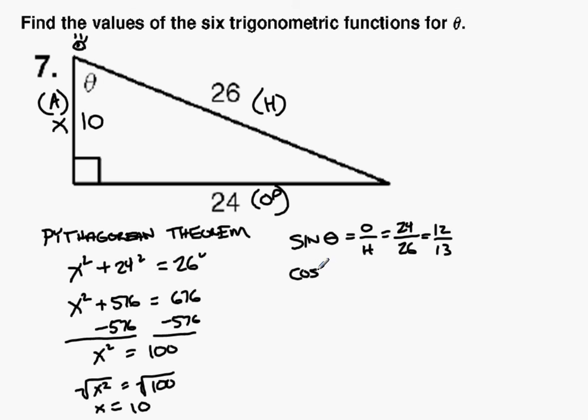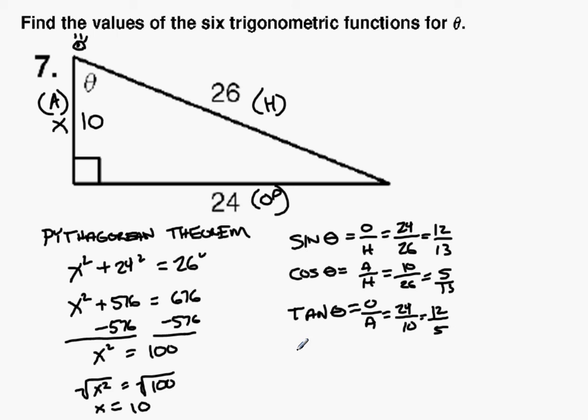We have cosine of the angle, which is adjacent over hypotenuse. So we have 10/26, which is 5/13. We have tangent of theta, which is opposite over adjacent, so we've got 24 over 10, which is 12/5.